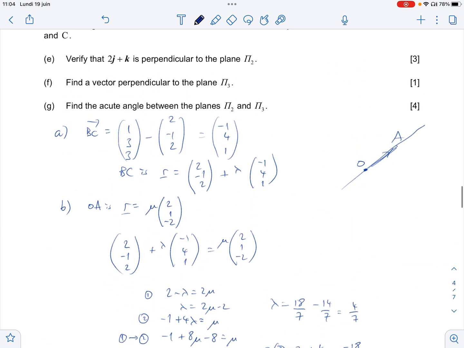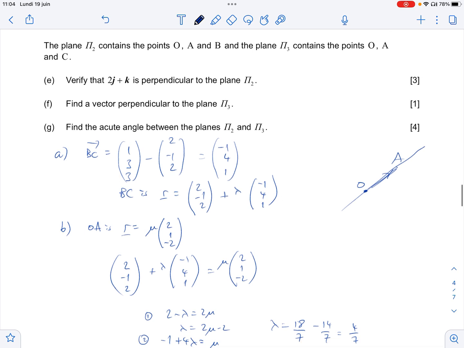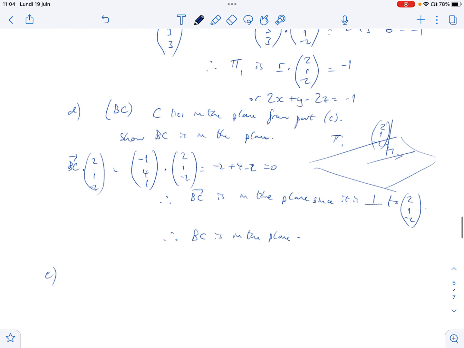Part E. The plane pi 2 contains OA and B, and the plane pi 3 contains OA and C. So first of all, plane pi 2 has to contain OA and B. So A and B are in the plane, so OA and OB are in the plane, so we need to find 2, 1, -2 crossed with 2, -1, 2, that's A and B. Gives us 2, 1, 2, -1.